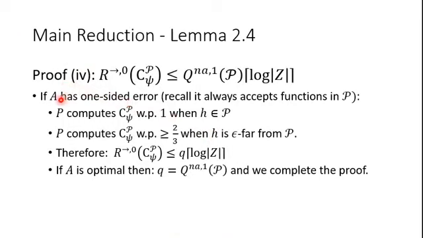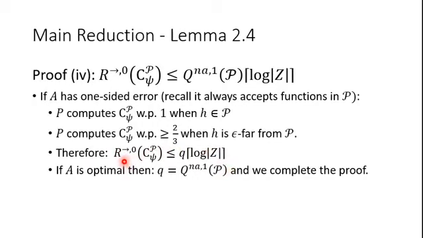Now we can easily move on to prove number 4. It's pretty straightforward. If A has one-sided error, in which case you should recall that it always accepts functions in P, this is how we defined it earlier, then Π computes C_P^psi with probability 1 when h is in P. We're using the same protocol as before, so this is once again straightforward. And Π computes C_P^psi with probability at least 2/3 when h is epsilon far from P, and this is because A has one-sided error, as I said. So therefore we get this relationship.